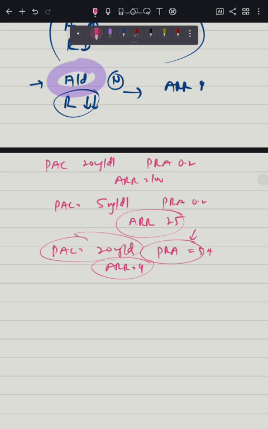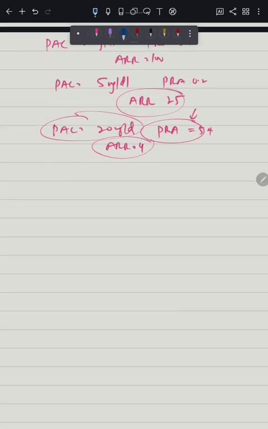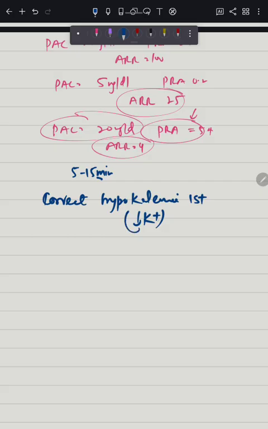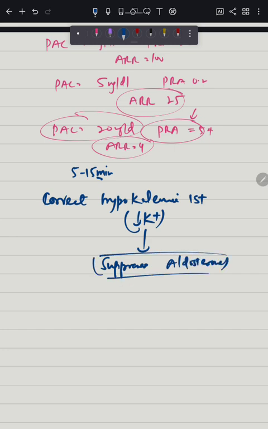And note that this is to be tested in the morning. The patient is to be seated for 5 to 15 minutes before going for this test, and you have to correct hypokalemia first, that is low potassium. Why? Because hypokalemia suppresses aldosterone, so you won't get the true results. So this is to be remembered.